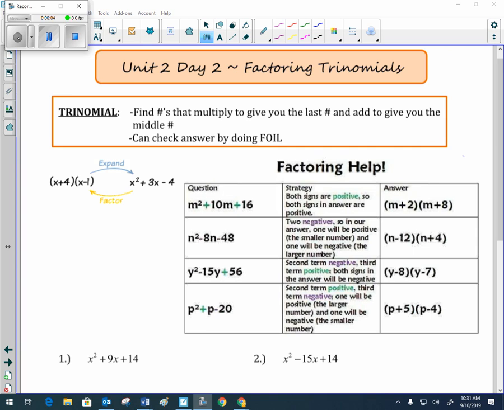For the second day of the second unit, we are going to be factoring trinomials. When we factor trinomials, what we're looking for is first to make sure that we have a trinomial, and a trinomial is going to have three terms. So if you are given an original problem and told to factor it and it only has two terms, you automatically know that you're not going to be using this method.